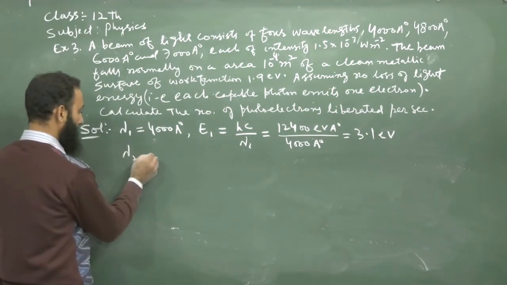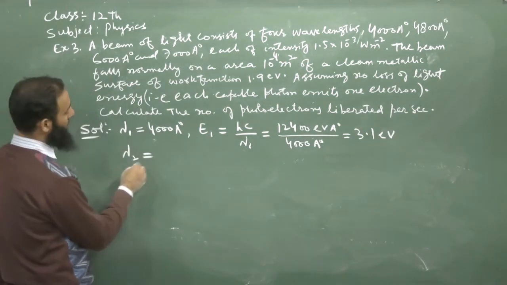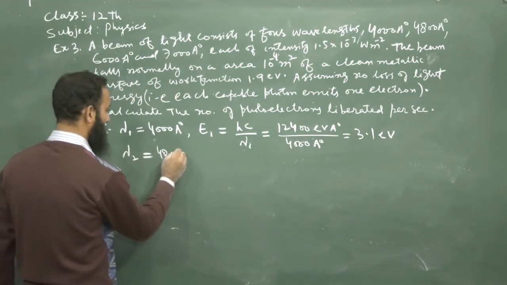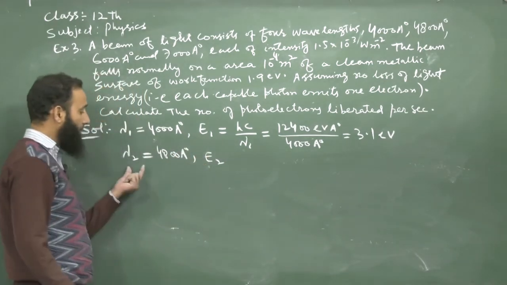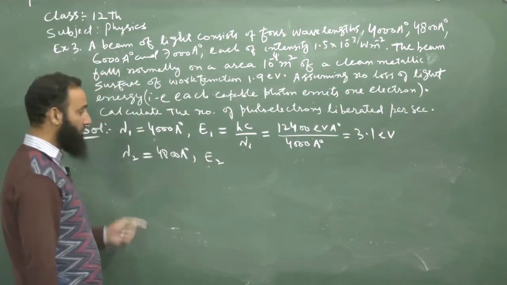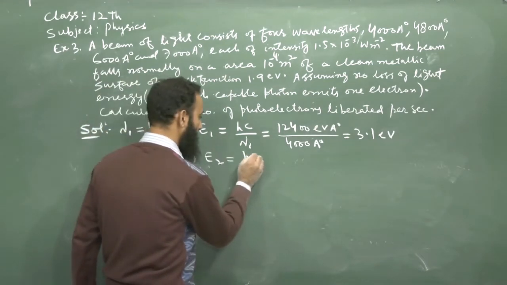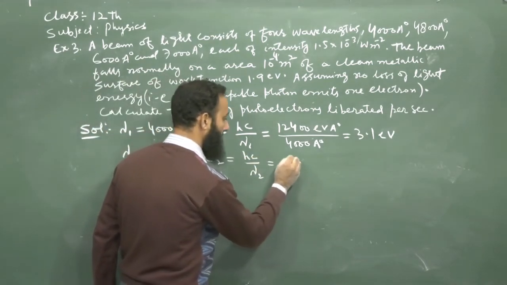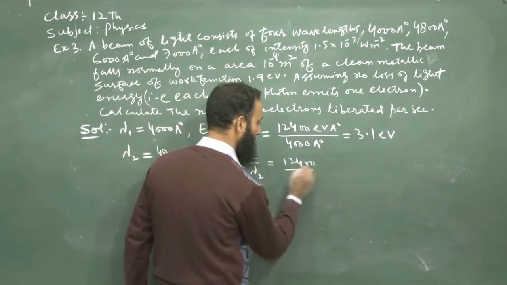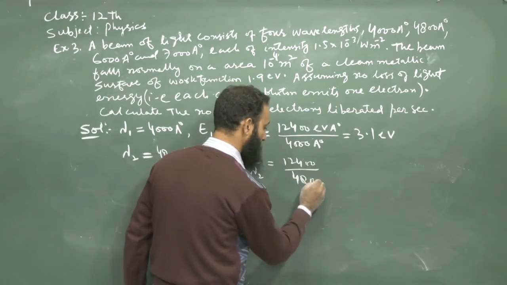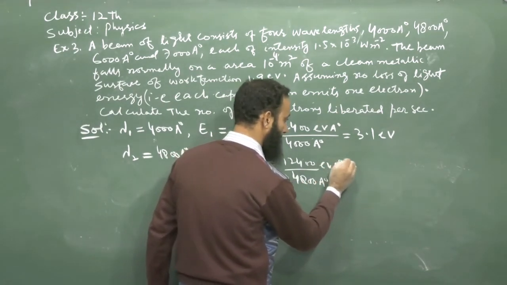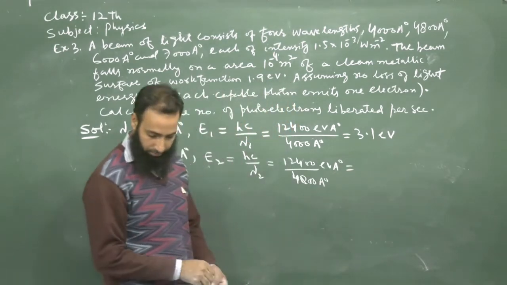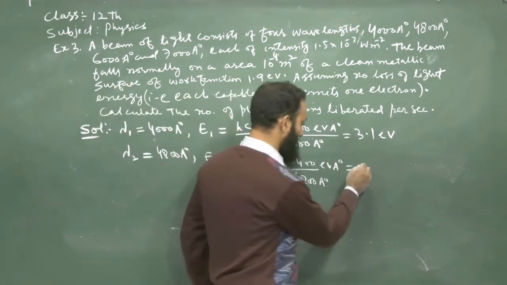Similarly, lambda 2 is 4800 angstroms. Therefore, the energy of the photon which corresponds to this wavelength is equal to hc by lambda 2, which is equal to 12400 electron volt angstrom divided by 4800 angstrom, that is equal to 2.58 electron volt.